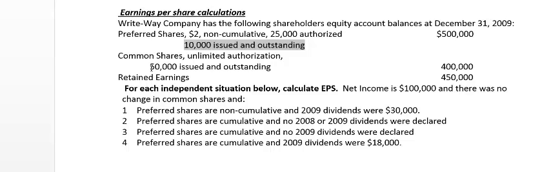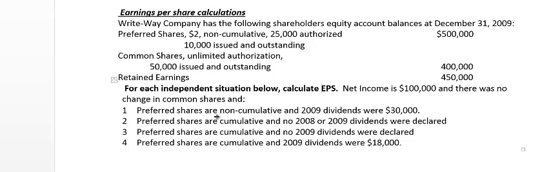So now we have a balance for retained earnings, and what the question asks us to do is to calculate earnings per share, assuming a net income of 100,000 and that there was no change in common shares. The fact that there were no changes in common shares issued and outstanding throughout the year means that you're going to use 50,000 common shares issued and outstanding as your weighted average common share amount, so you don't have to calculate it.